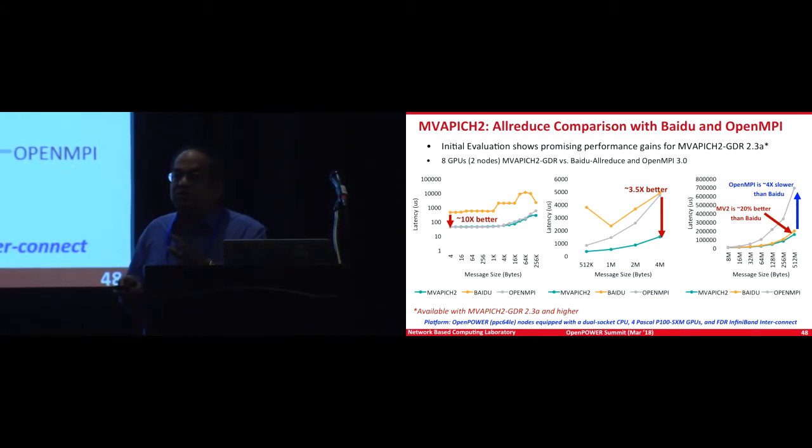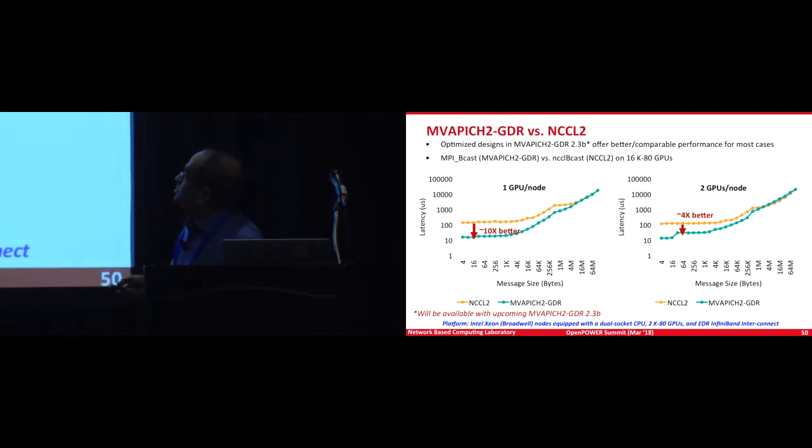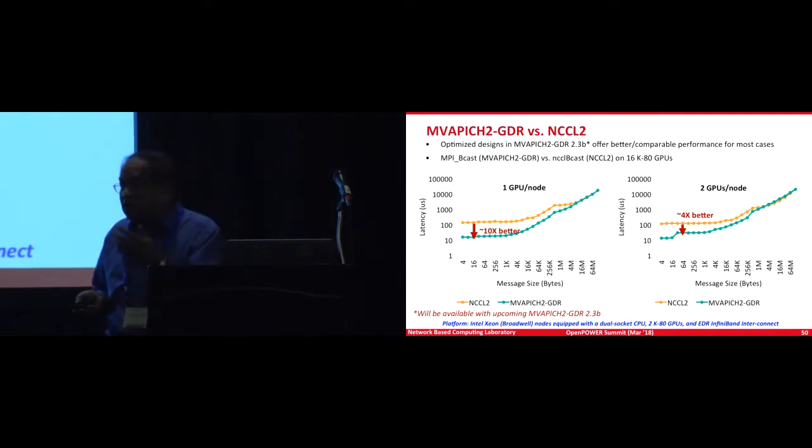Okay. So if you use our library and then do the application, the same thing happens here also. This is for 16 GPUs, and similar kinds of things you can see, like a factor of 30x, 4x better using our approach. This is with NCCL 2, which is coming up.